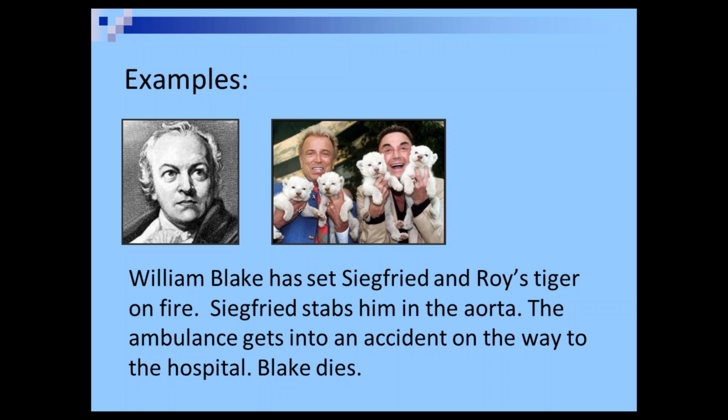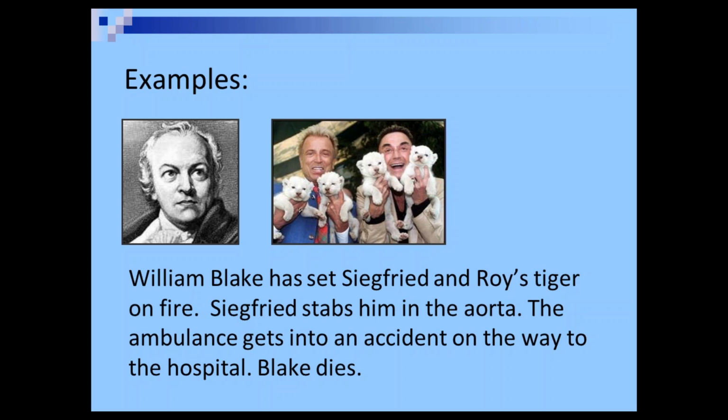William Blake has set Siegfried and Roy's Tiger on fire. Oh my. All right, so Siegfried gets angry, obviously, and stabs him, being William Blake, in the aorta. Okay, that's not good. And, whoa, the ambulance gets into an accident on the way to the hospital. Blake dies. Here it's a little bit more complicated because we have a stabbing, but then we also have an accident. Now, a lot of these will depend on the details, as far as, well, was it a bad stabbing? But being stabbed in the aorta, that's pretty serious business, right?